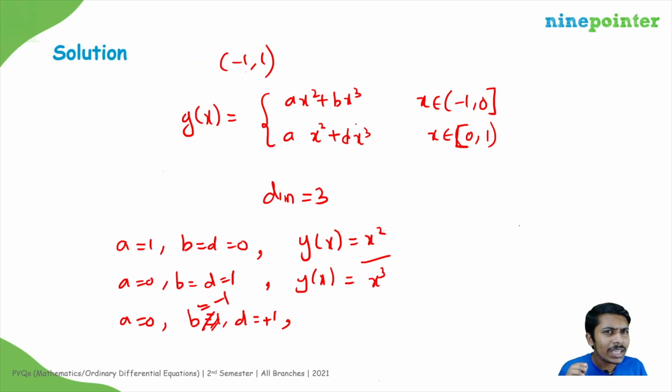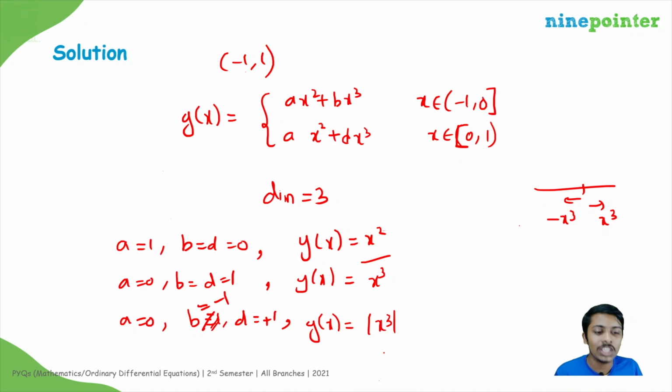So in the negative region I will have minus x cube, and in the positive region I will have x cube. So what is this function actually? This is negative on the left side and positive on the right side. Which is that function? That is actually the modulus function. So this is equal to modulus of x cube.